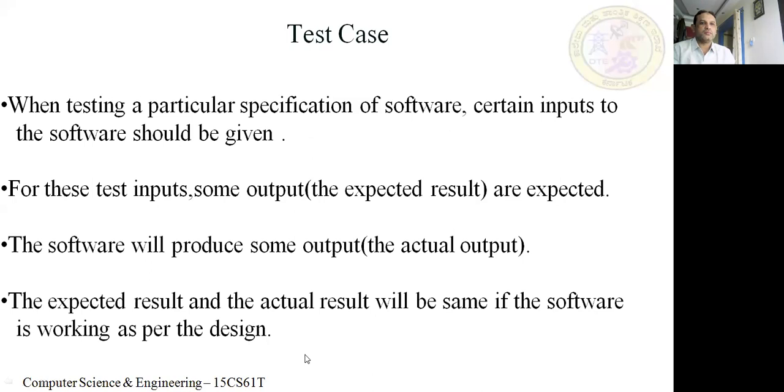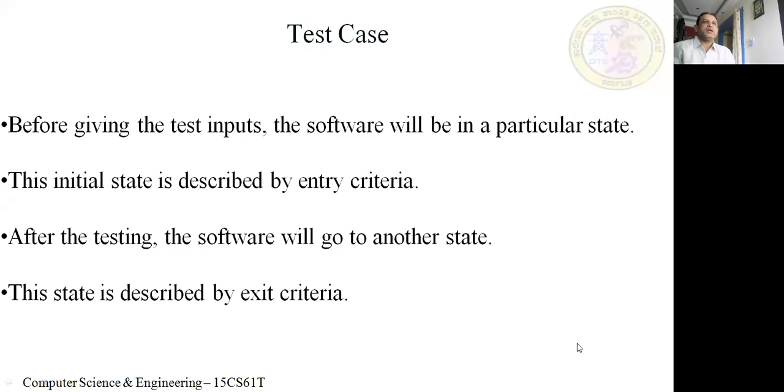When testing a particular specification of software, certain inputs to the software should be given. For these test inputs, some output, the expected result, is expected. The software will produce some output, the actual output. The expected result and the actual result will be the same if the software is working as per the design. If your software design is right, then the output generated will be right. Fine. Next.